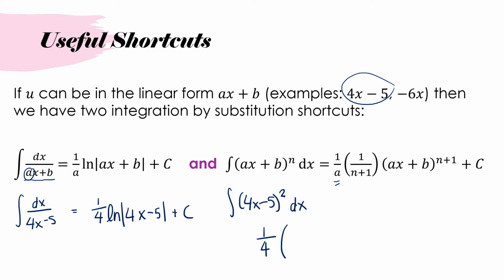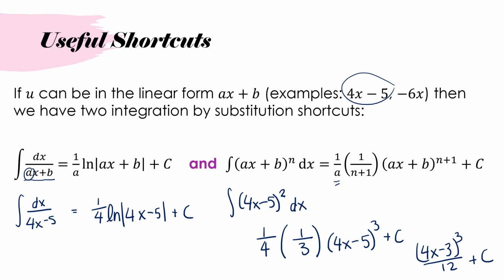I'm going to multiply by 1 over n plus 1. That's part of our u to the n integration. So if n was 2, the power of 2, I'm going to have 1 over 3. And then I multiply it by (4x minus 5) to the power of 3 plus c, which could be written as (4x minus 5) to the power of 3 over 12 plus c. So these are handy and they'll be part of our work.